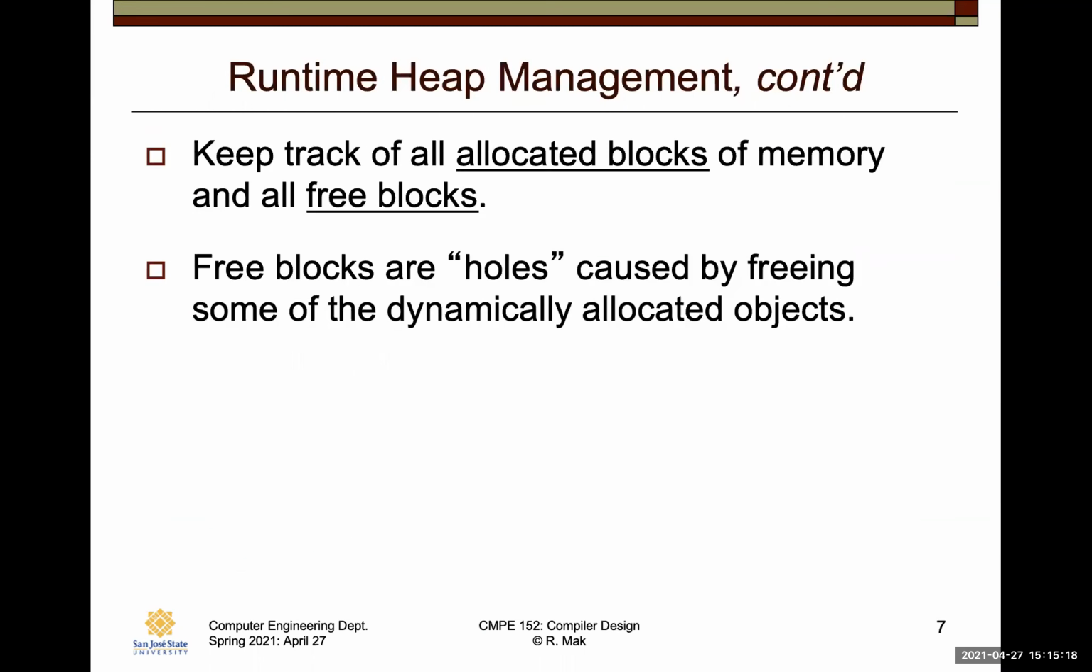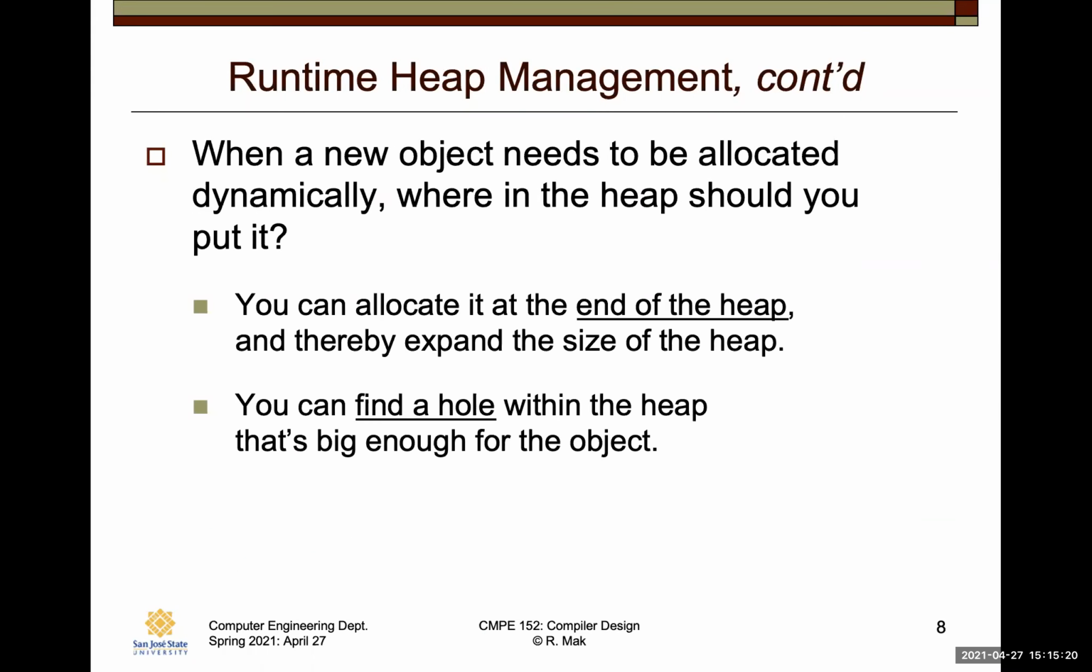The other way is to remember the heap will have holes in it because you may have deallocated objects earlier. So now if you want to allocate a new object, try to put it in a hole so that you're reusing some memory, and then you don't have to make the heap any bigger. So there are various schemes for how to allocate dynamic objects in a heap.